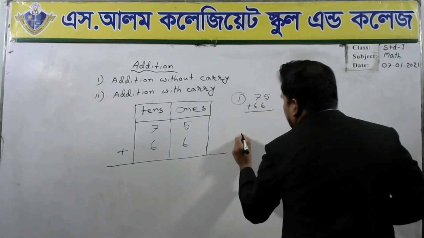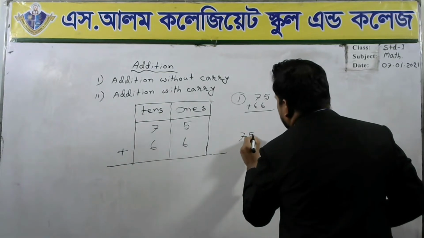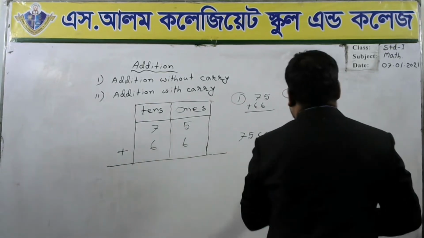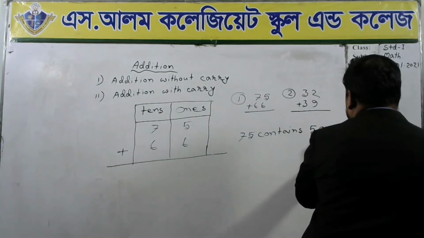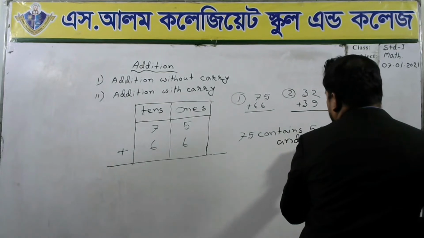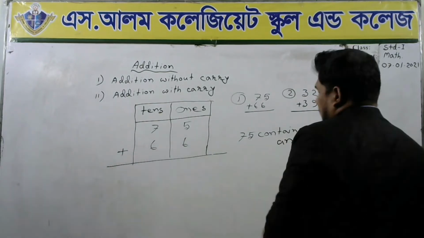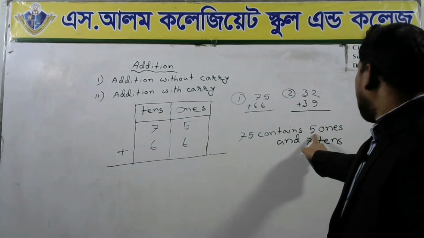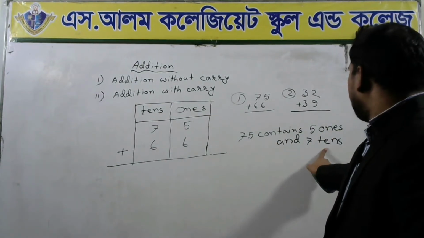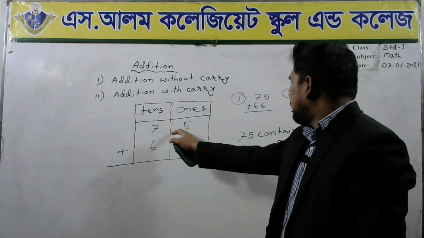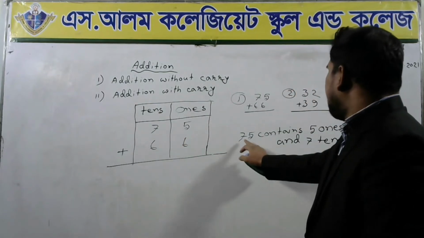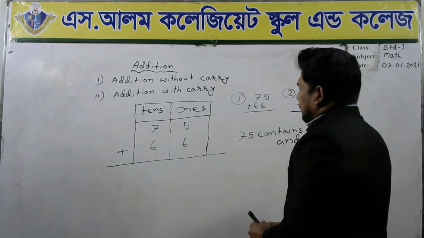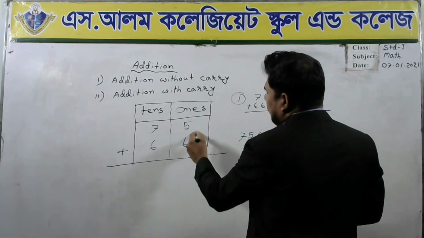75 contains 5 ones and 7 tens. Look, 75 contains 5 ones and 7 tens. So 5 is put in the ones column and 7 is put in the tens column. Let's add. At first we have to add the ones column.